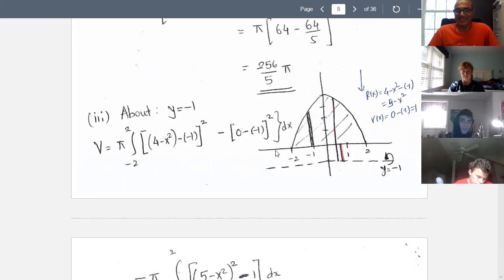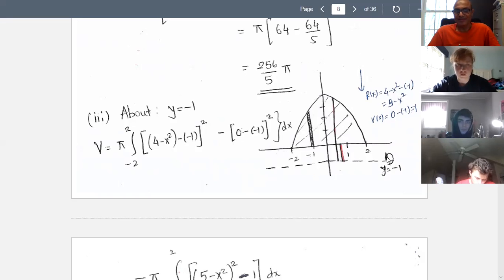So look at here, guys. About the line y equal to -1. My figure is this one. This is y equal to 4 minus x square. But my axis of revolution is y equal to -1. This is my axis of revolution. Whatever examples I took over here, you will not find these varieties of examples in the book, guys.